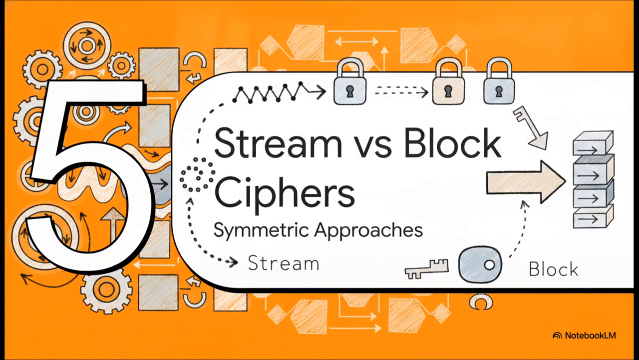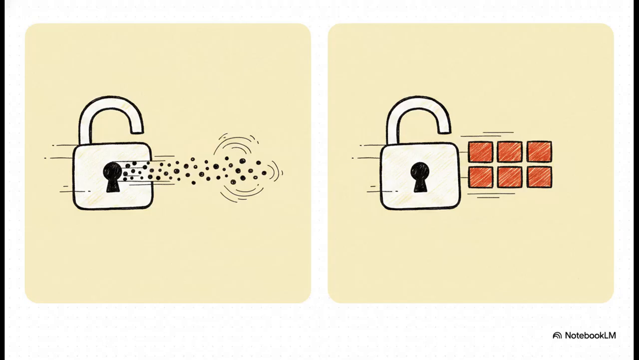Section 5. Stream versus block ciphers. Let's zoom back in on those symmetric bulk encryption algorithms. We have two main approaches here. First, stream ciphers. These encrypt plain text one single bit at a time, usually combining the data with a pseudo-random key stream via an XOR operation. They are lightning fast and require very little hardware complexity, but they carry a massive caveat: that random starting seed must never be reused, or you risk serious security vulnerabilities.